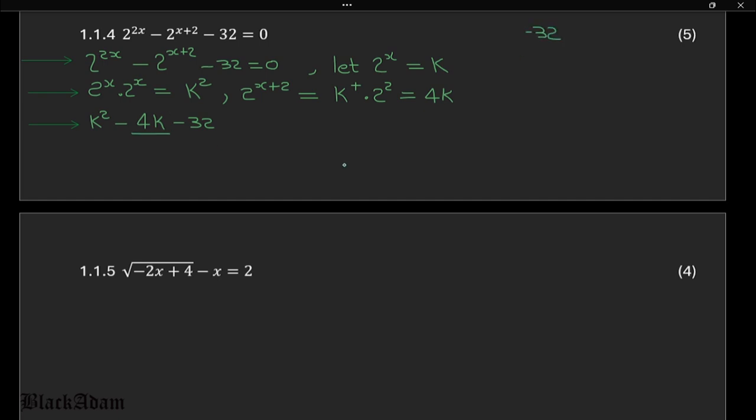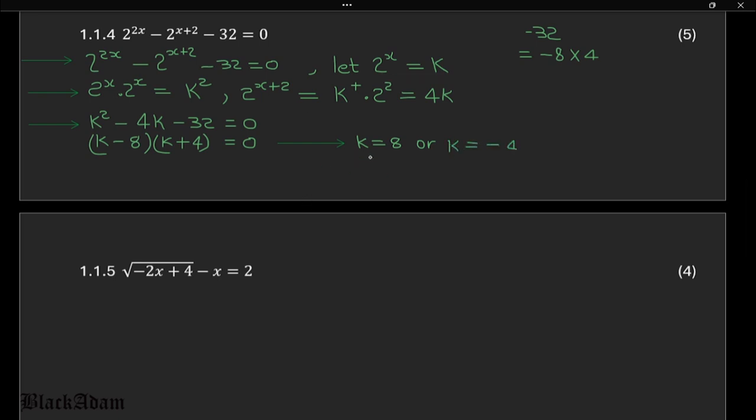So factors of 32 there. So we know that the factors of 32 are negative 8 times 4, because we have negative 32. So factoring out, we have k minus 8 and k plus 4 equal to 0. And then from there we know that k is going to be 8, and also k is going to be negative 4.